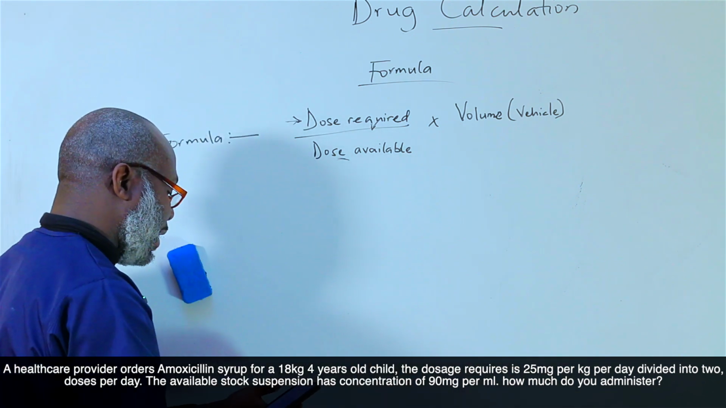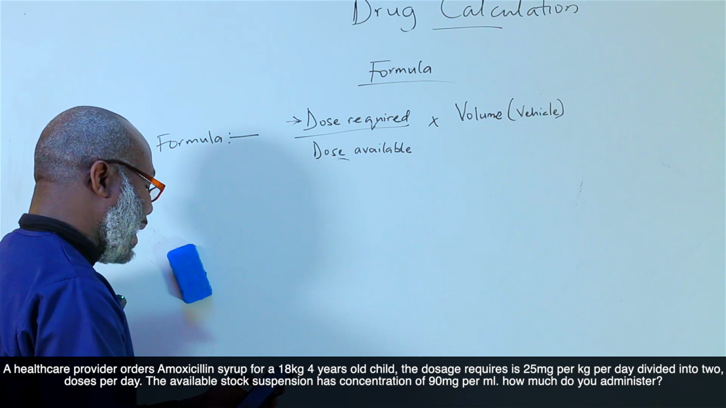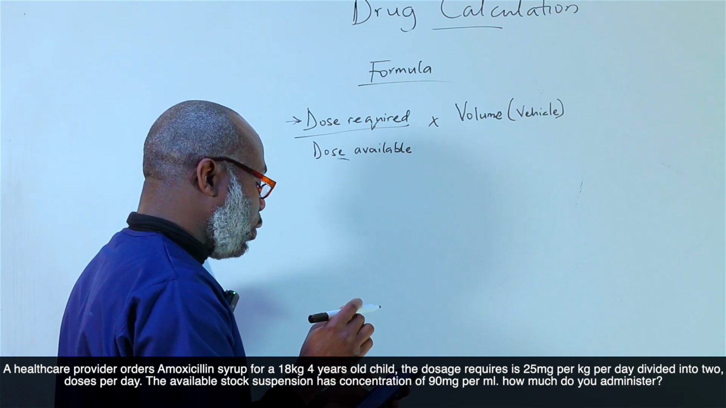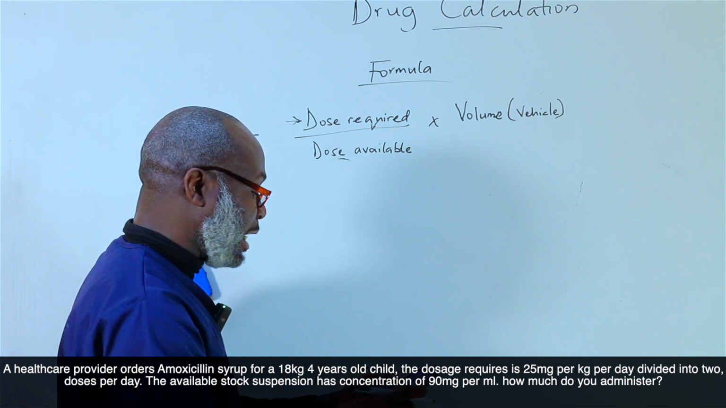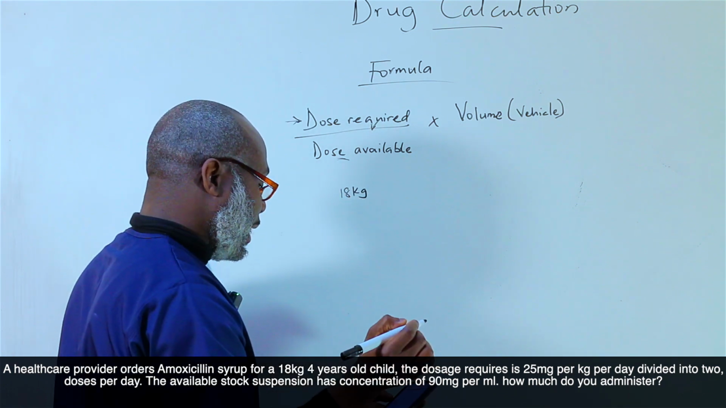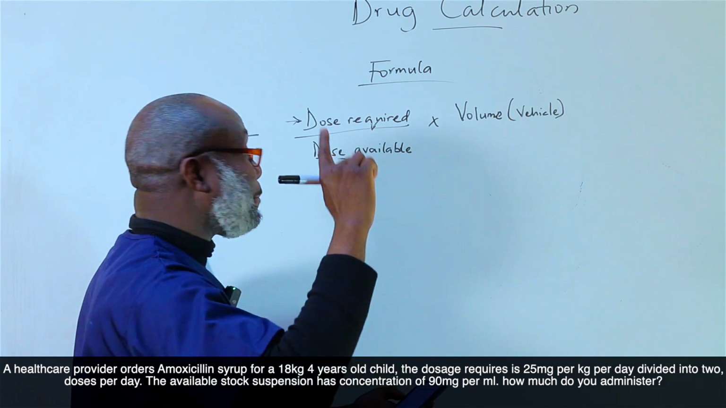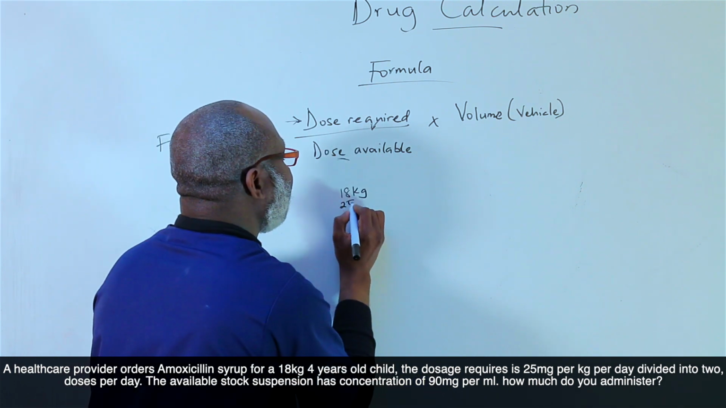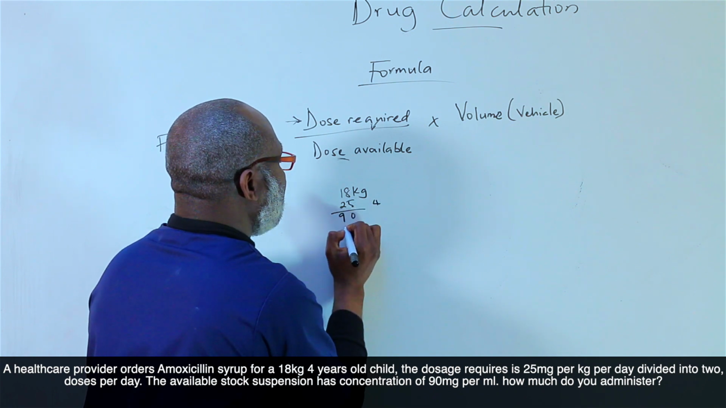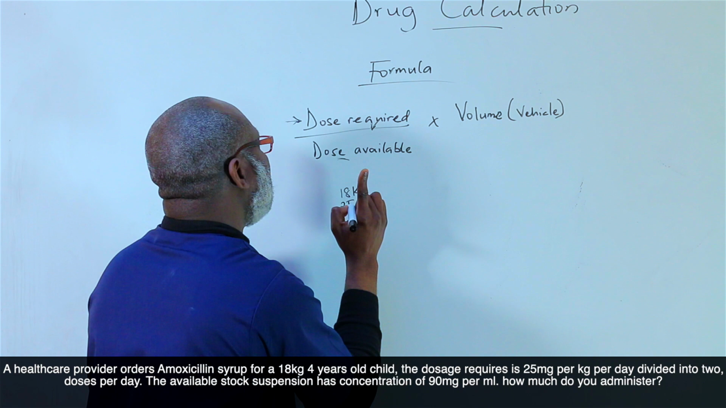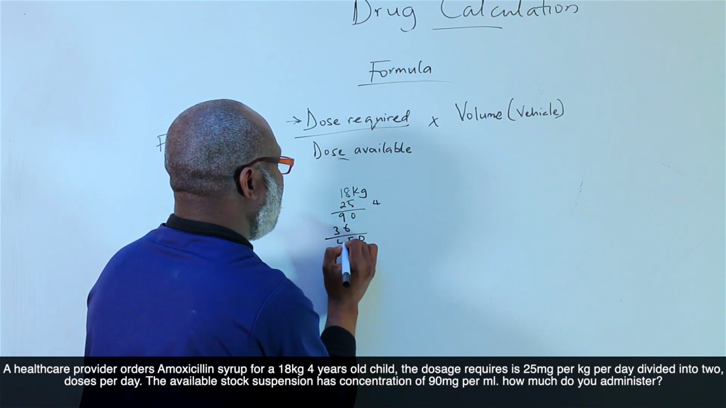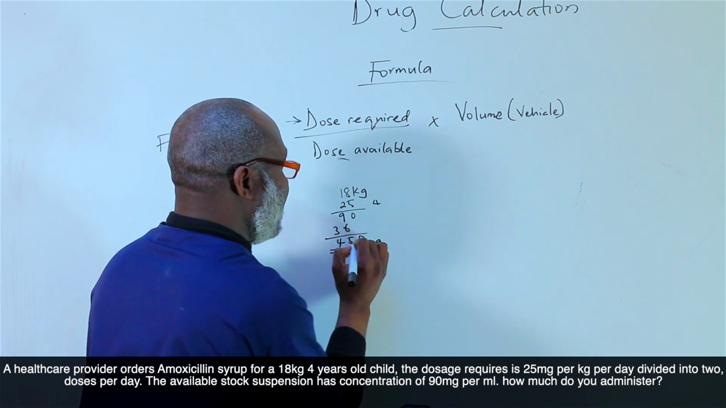It says a healthcare provider orders amoxicillin syrup for 18 kilogram 4-year-old child. The dosage required is 25 milligram per kilogram. So the child is 18 kilogram. Then the dosage required is 25 milligram per kilogram. So 18 times 25. 8 times 5, 40. 9, 16, 1, 2, 3. That's 450. That is 450 milligram is needed.